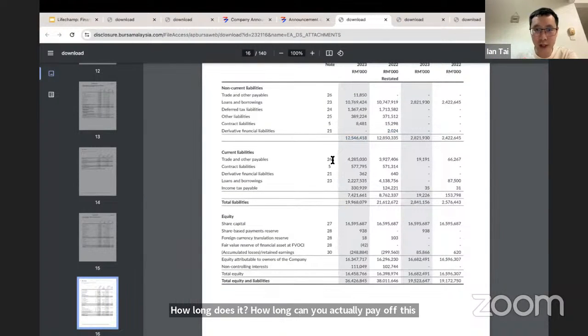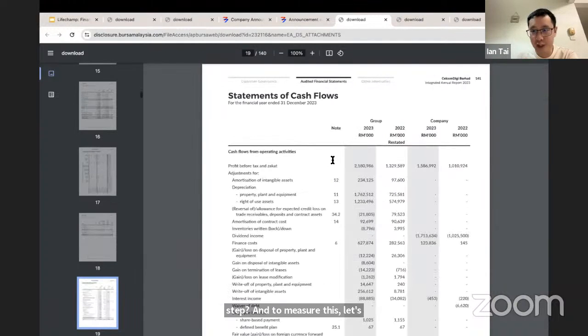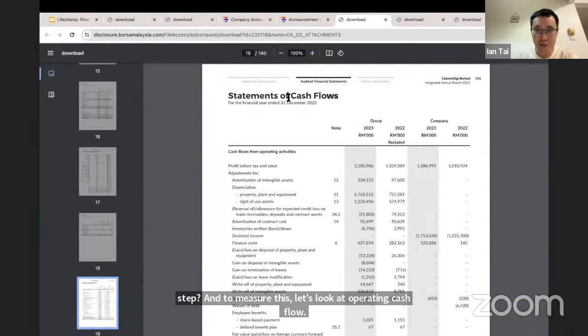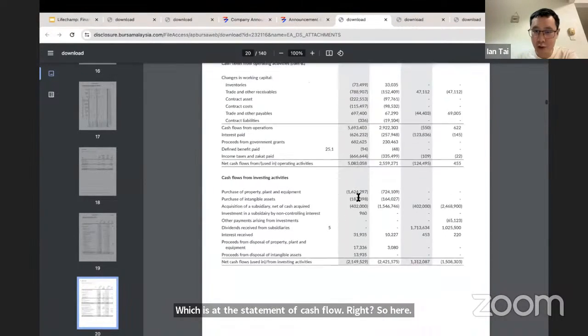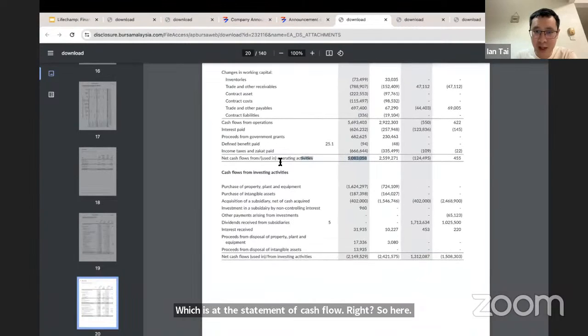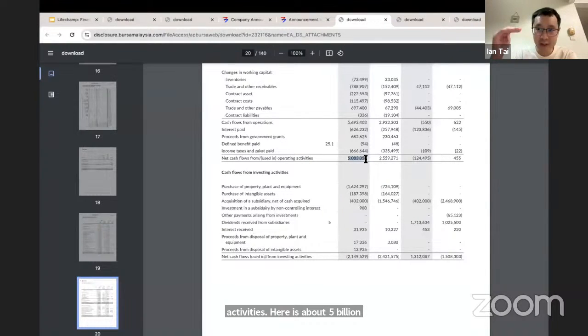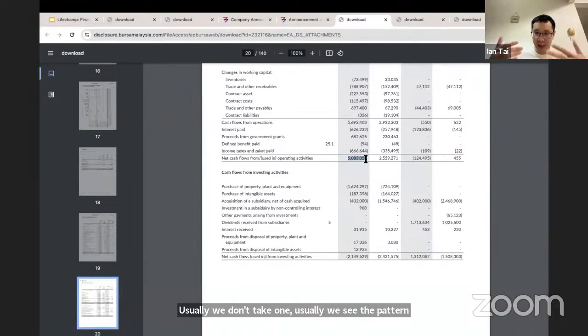And to measure this, let's look at operating cash flow, which is in the statement of cash flow, right? So here, we have to scroll down to the last line over here. Bam. Can you see that the net cash flow from operating activities here is about 5 billion? Usually we don't take 1 year. Usually we see the pattern for the past 10 years just to see whether or not the company is consistently generating operating cash flow from its business activities.